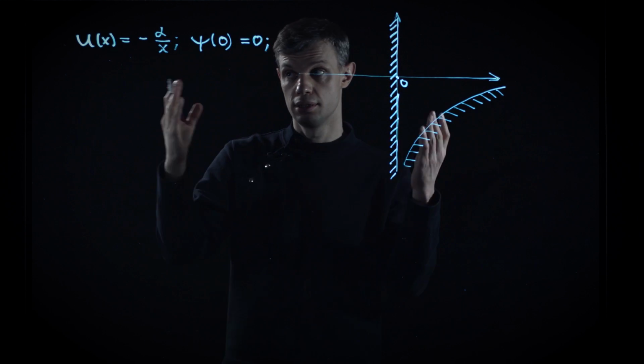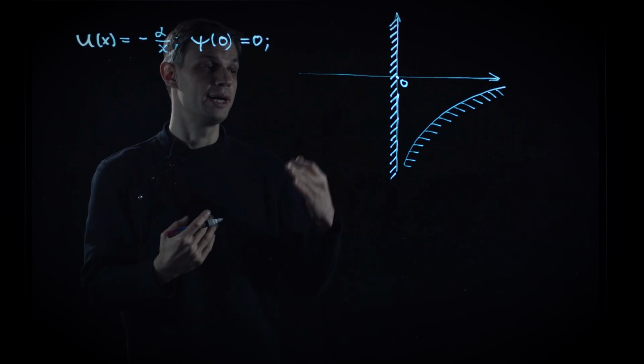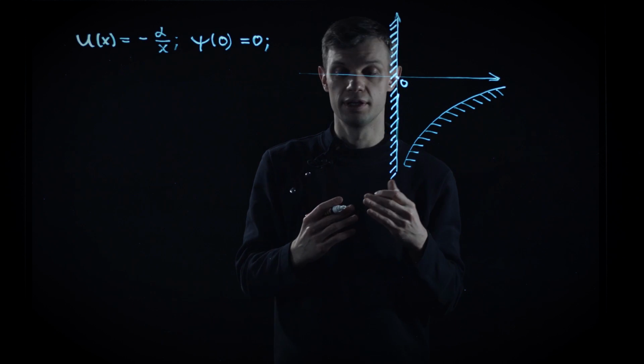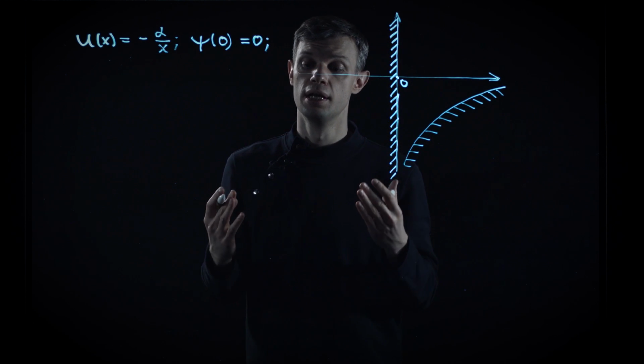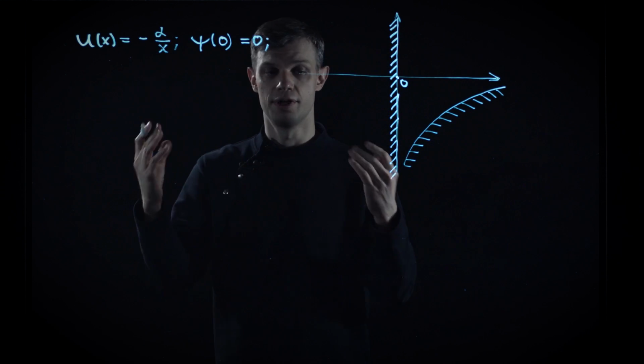Right, and let's analyze the solution of the corresponding Schrödinger equation. Well, we expect that the particle will have a discrete spectrum, so the energy levels are going to be quantized. So let's see how this comes about from the structure of our differential equation.